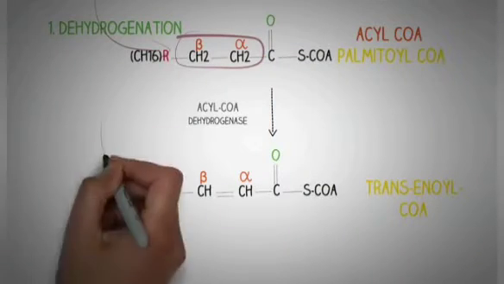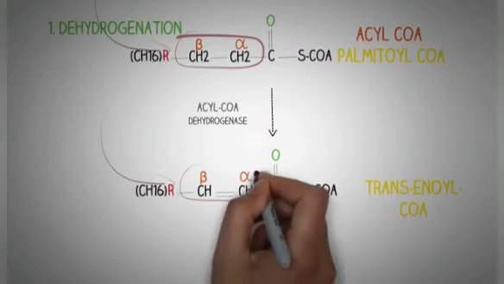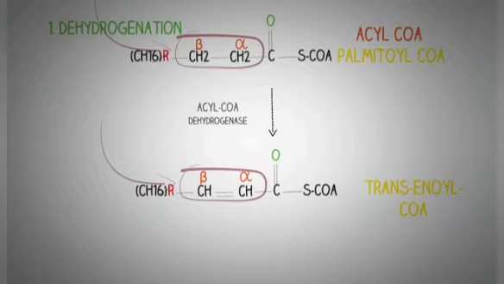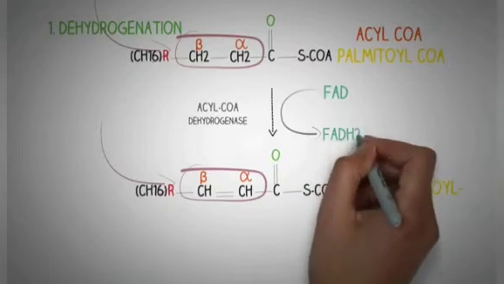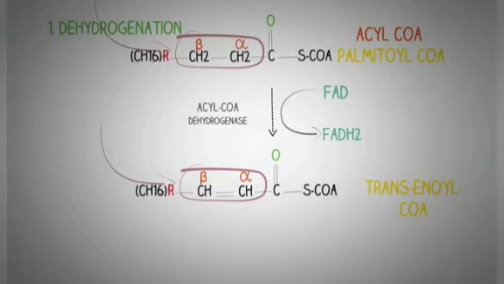You can see clearly that the hydrogen atoms are removed from the alpha and the beta carbons, and these hydrogen atoms are then donated to the electron acceptor, which in this case will be the FAD, which is reduced to FADH2. The resultant molecule is called trans-enoyl-CoA because the two hydrogen atoms are now in trans state.